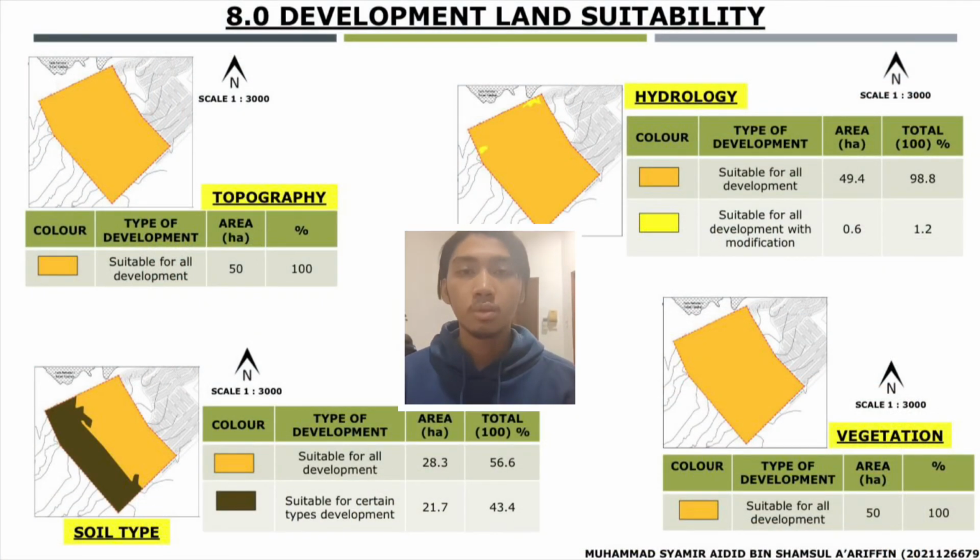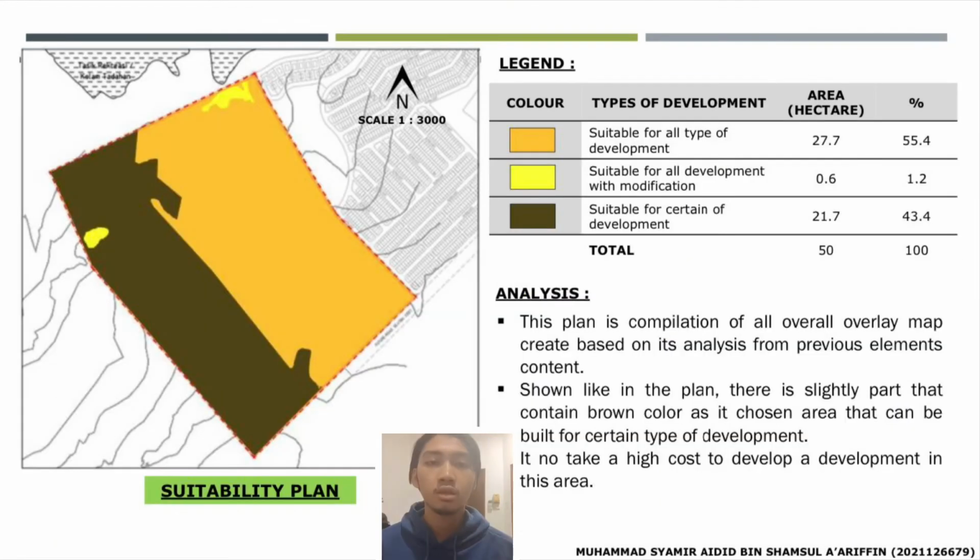This is suitability plan that has been compiled using overlap method. This plan shows that there is a part that contain brown color, which is 21.7 hectares as is chosen area that can be built for certain type of development. We have acknowledged that it doesn't take high cost to develop a development in this area.